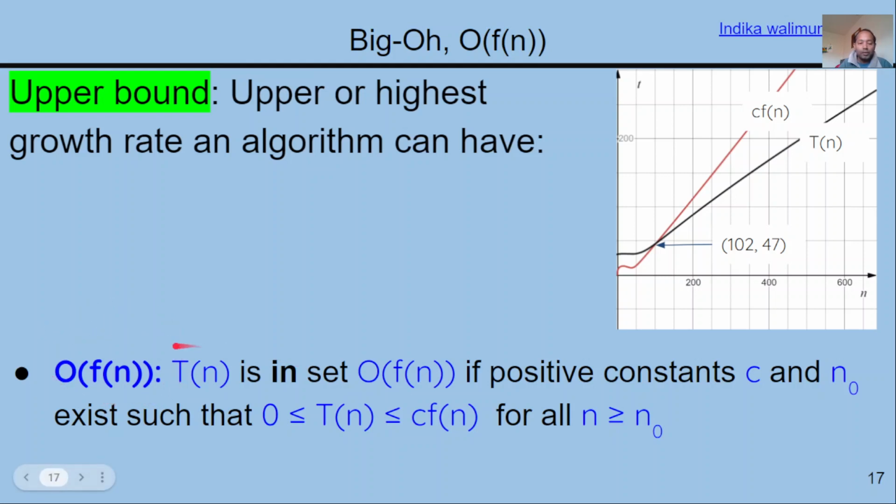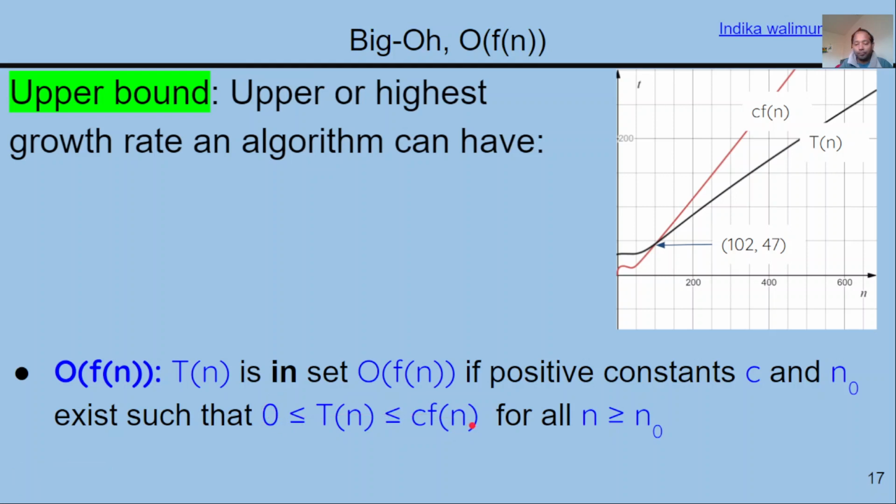We say T(n) is in. Notice that "is in" is really important, and this set is really important, because there's a set of such functions; this constant can be anything, right? So that means there's a set of such functions that obey this rule. So we say it's a set. T(n) is in the set big O of f(n) if positive constants c and n naught exist such that T(n) is always between 0 and c·f(n).